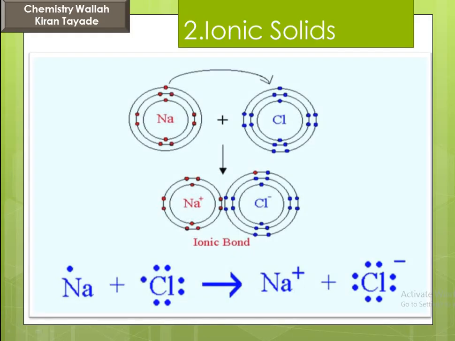In ionic solids, here sodium donates one electron to chlorine and completes its octet by donating the electron. That's why it becomes a positive species, and chlorine accepts that electron, so it is a negative species. Sodium forms a cation, deficient by one electron, and Cl minus is an electron-rich species. Both are connected by negative and positive poles, forming ionic solids, and the bond between them is called an ionic bond.